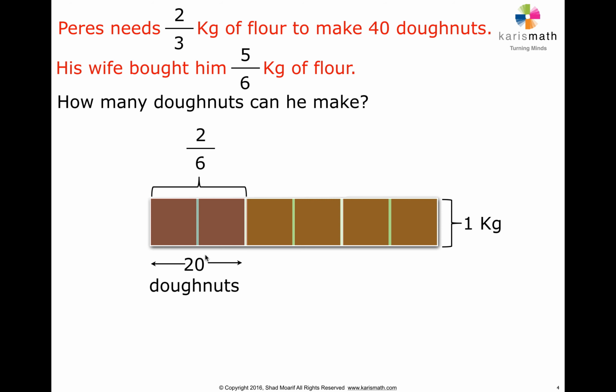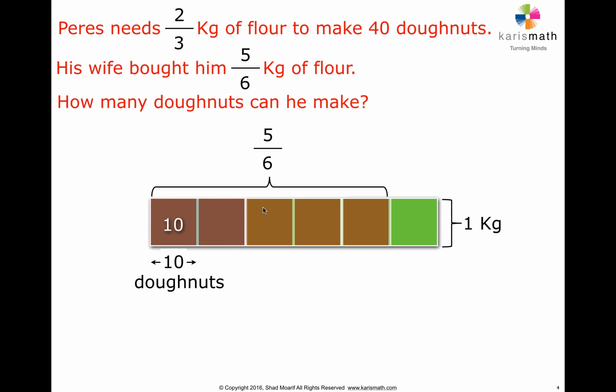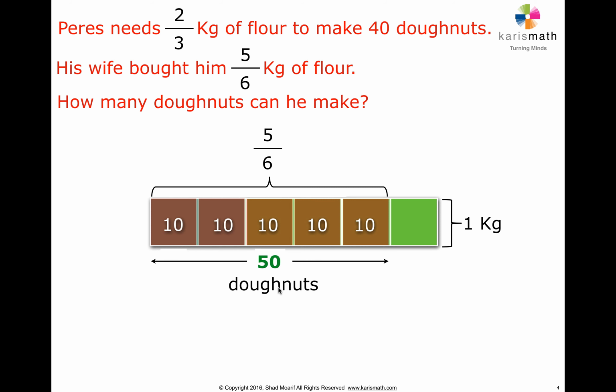Now 2/6 make 20 donuts, which means 1/6 will make how much? 10 donuts. There you go. Now that we know that 1/6 makes 10 donuts, and his wife bought him 5/6 kilograms of flour, that means 5/6 is from here to here. 1, 2, 3, 4, 5. Which means 5 times 10, which is 50 donuts. So with 5/6 kilograms of flour, he can make 50 donuts.